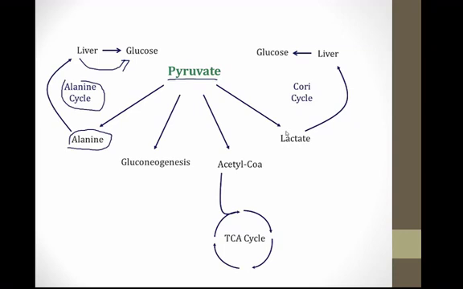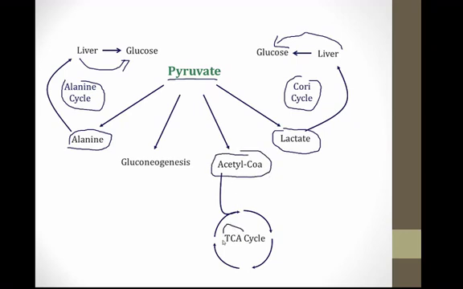Pyruvate can also be converted into lactate by anaerobic metabolism, and lactate from skeletal muscles and red cells can be secreted into the plasma, and then it can go back to the liver where it's converted to glucose. This is called the Cori cycle. The highest energy yield in terms of ATP from pyruvate comes by converting it to acetyl-CoA and sending acetyl-CoA into the tricarboxylic acid cycle, and we'll talk about that in a separate module. But another potential fate for pyruvate is to use it to go backwards and turn it into glucose via gluconeogenesis.